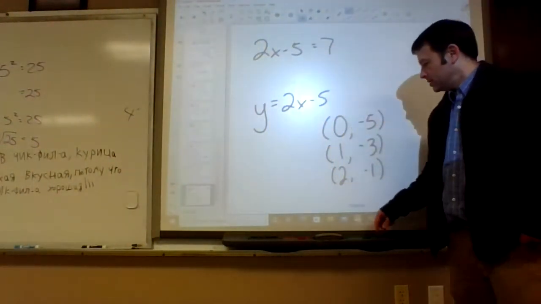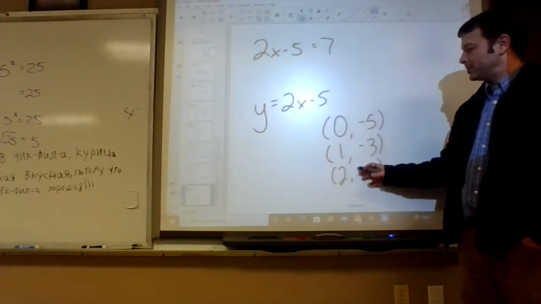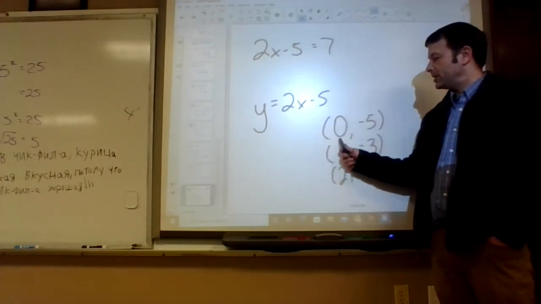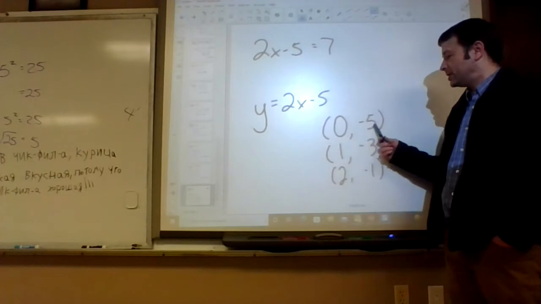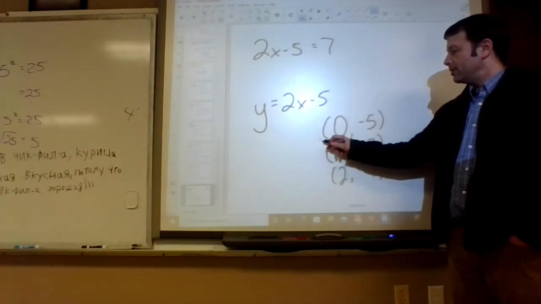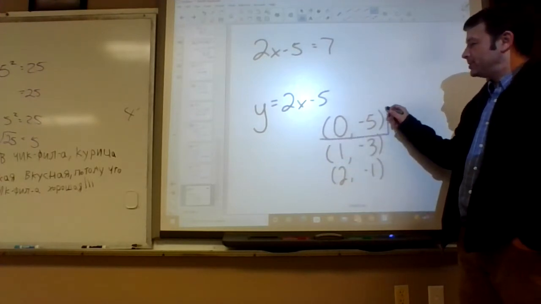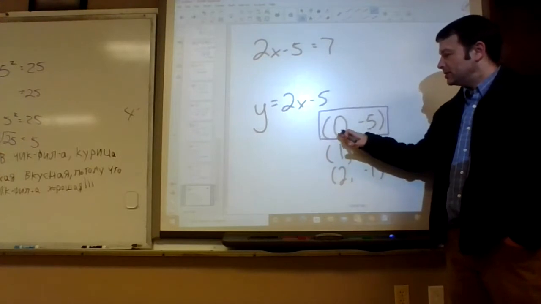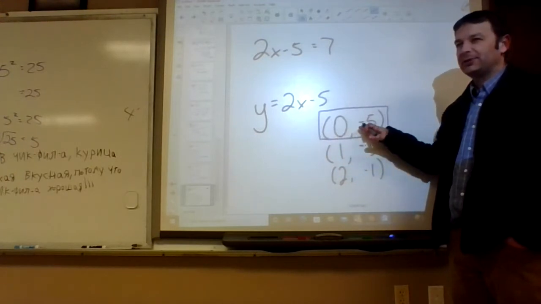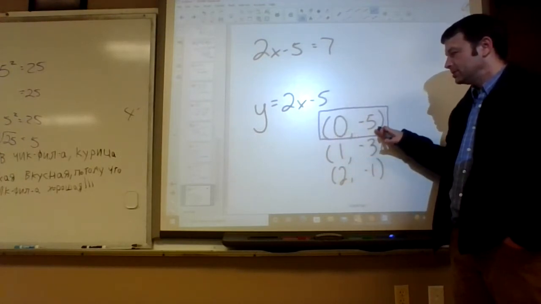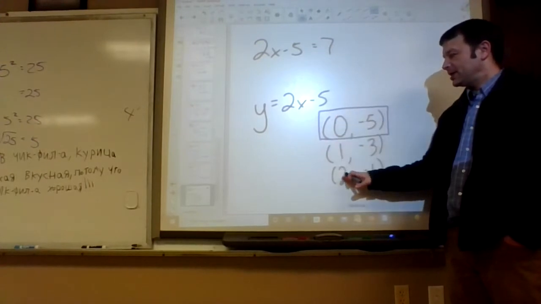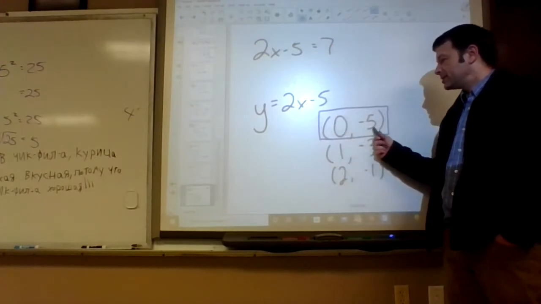Okay, so these are just three possible answers that work for this. I can plug in as many x values as I want. I can keep getting different y values. Now, it's not all real numbers because each solution has two parts to it. Okay, x could be anything, but it's got to team up for y.